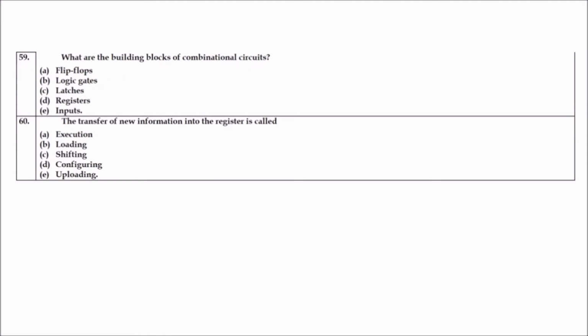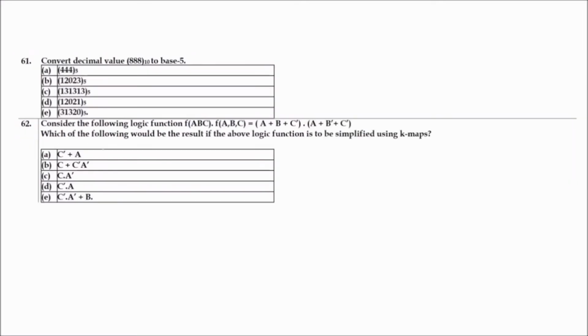You know what these are? These are logic gates. You've already seen this. Logic gates. It is based on this because flip-flops are a combination of logic gates, and registers are memory storage. Next, the transfer of new information into the register is called what? The transfer of new information into the register is known as B. That is, entering new information into a register is nothing but loading.